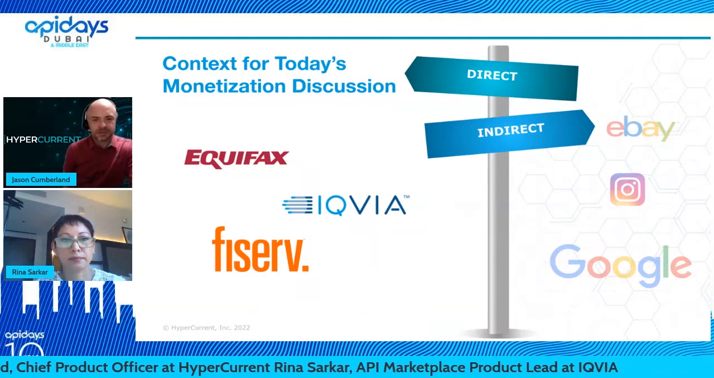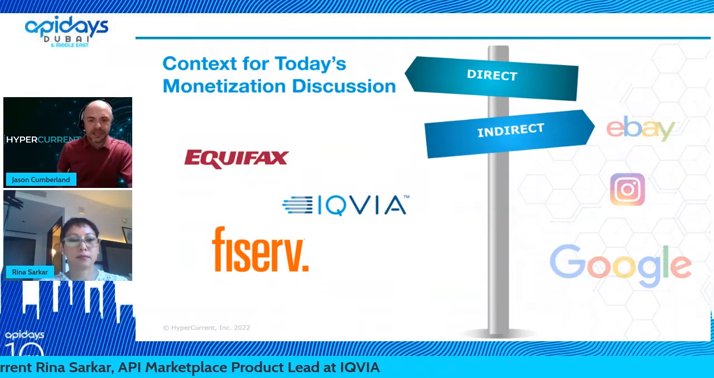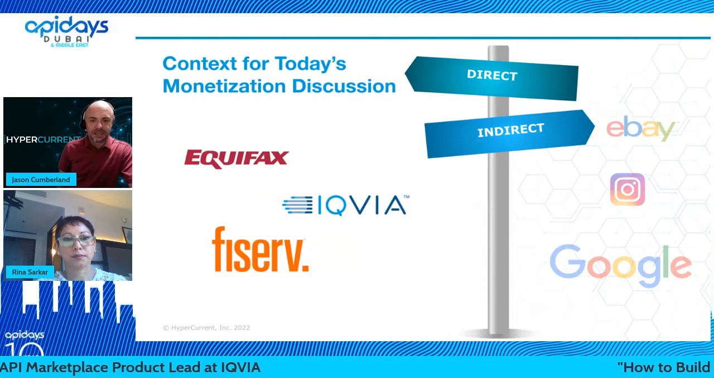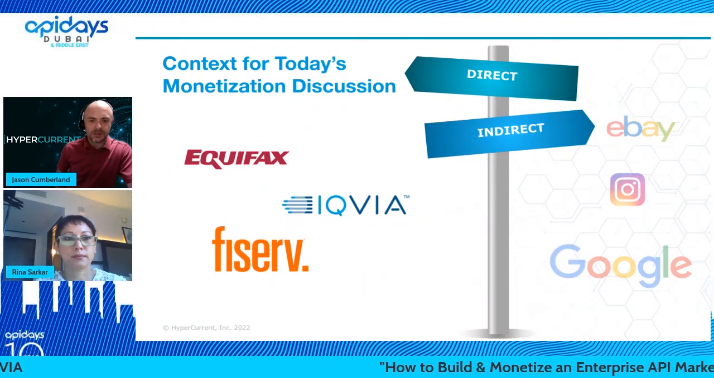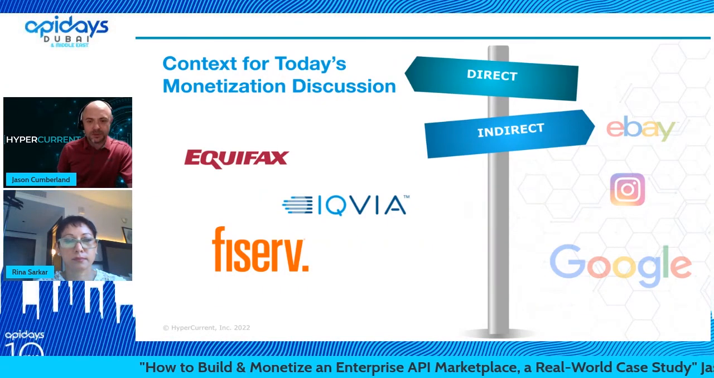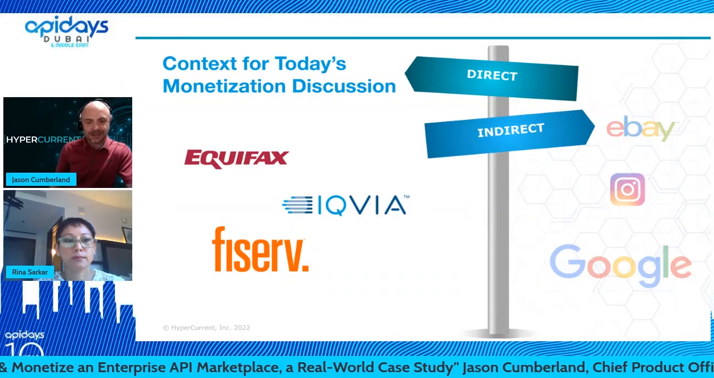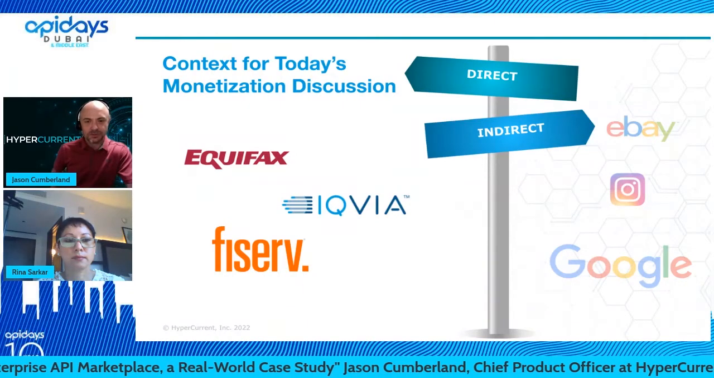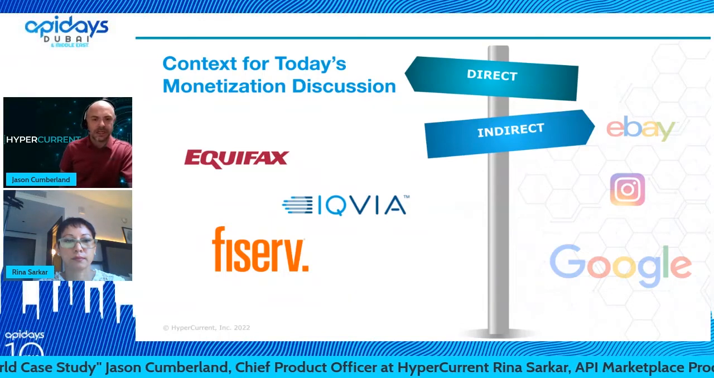All right, so first some context for today's discussion. There's two types of API monetization at the highest level, direct and indirect. Indirect, on the right side of the slide, are companies like eBay, Google, or Instagram, where they are releasing a rich set of APIs with the goal of attracting more developers and users to their platform so that they can then monetize the users per their normal application, but the APIs themselves are free.